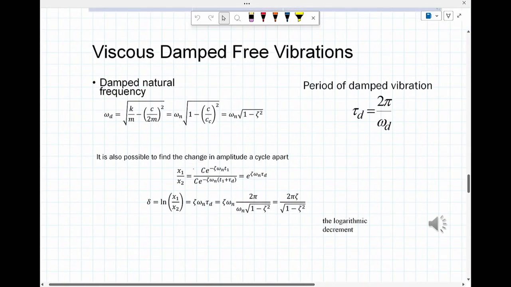I had to finish the lecture notes on this because I hadn't talked about it. You can talk about damped natural frequency right there, period of the damped vibration, and also this log decrement. Oh yeah, log decrement: 2 pi over square root of 1 minus zeta squared. 2 pi zeta, sorry.